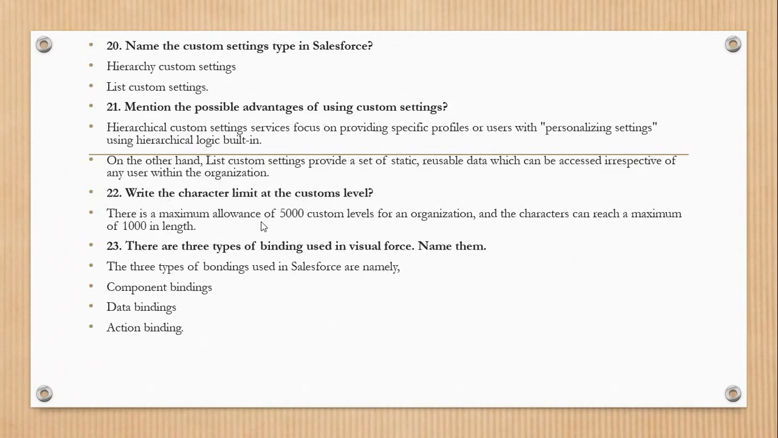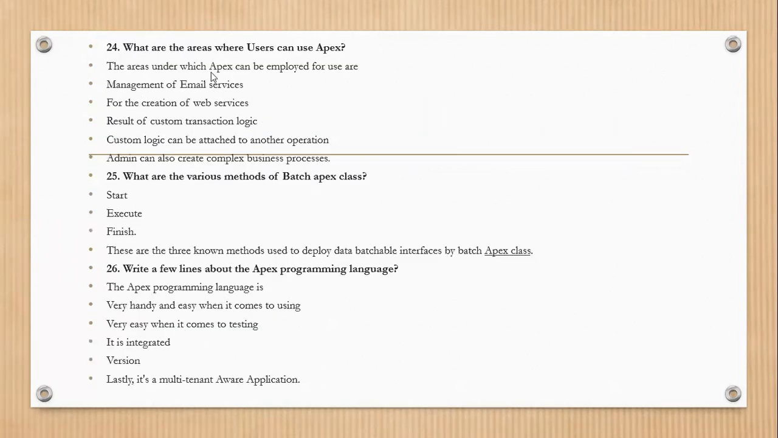There is a maximum allowance of 5,000 custom labels for an organization, and the characters can reach a maximum of 1,000 in length. Next question: there are three types of binding used in Salesforce. Name them. The types of binding used in Salesforce are the normal component binding, data binding, and action binding.